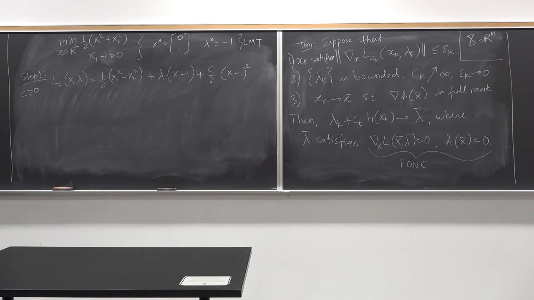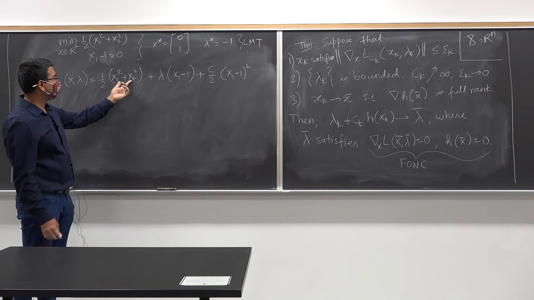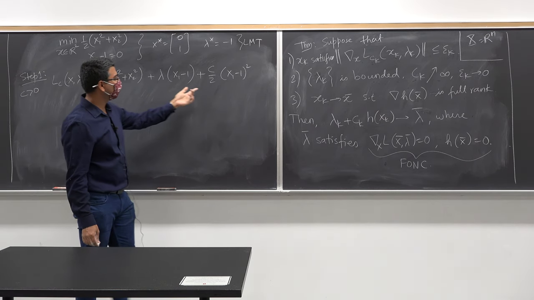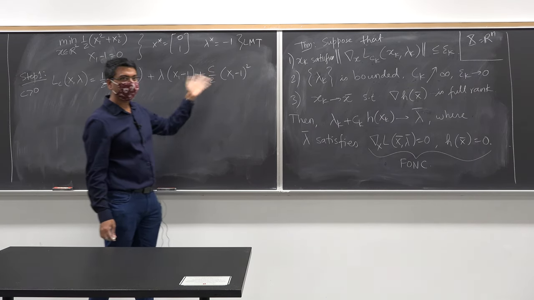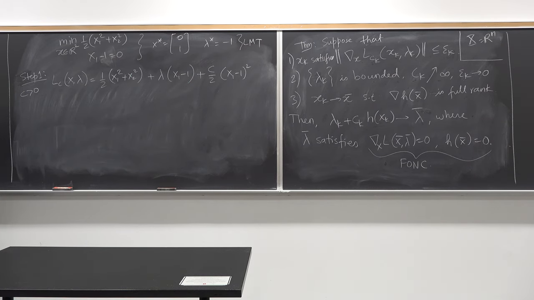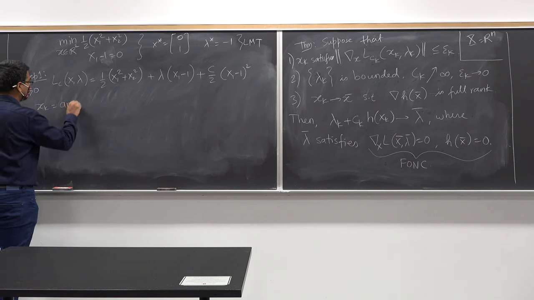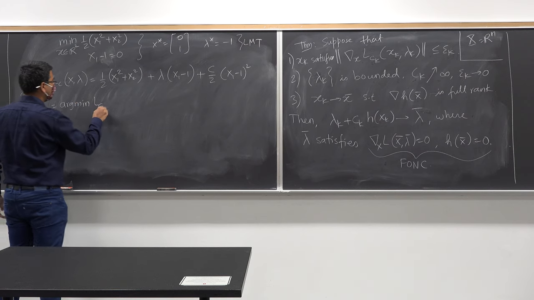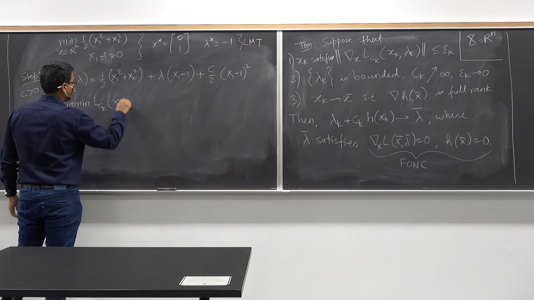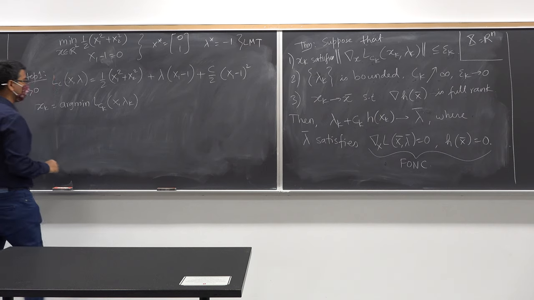Okay, good. I was getting worried. Okay, this is convex with respect to x. So this is a convex function, this is a linear function, this is a convex function. You have a sum of three convex functions, so it's a convex function in x. So how do I compute the argmin of L_c(x, lambda_k)?